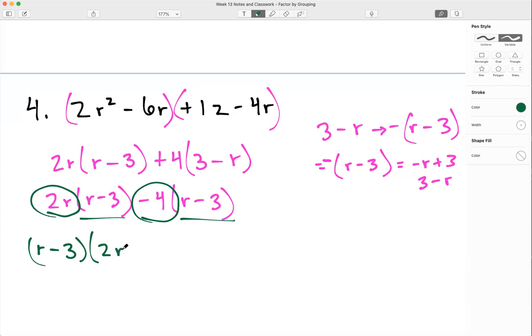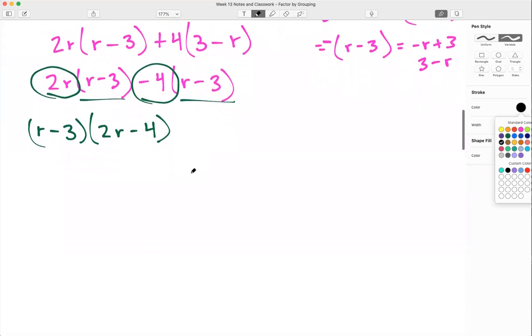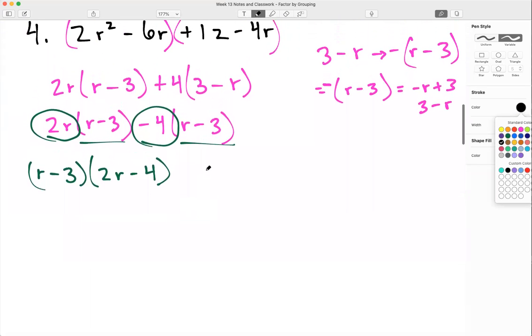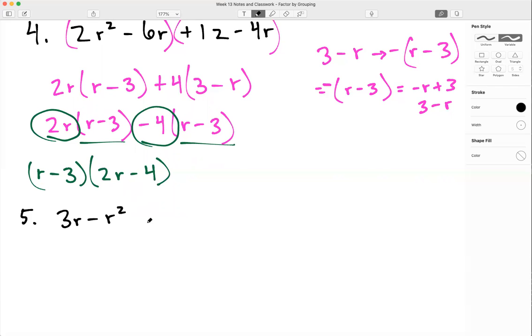All right, let's try a few more. Number 5. 3r minus r squared plus 2r minus 6.